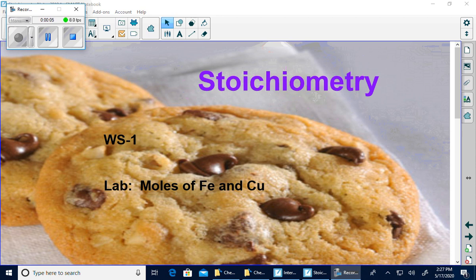Stoichiometry. What the heck is that? Well, we've been talking about chemical reactions and balancing them, and we've been talking about moles. Stoichiometry combines those two concepts.